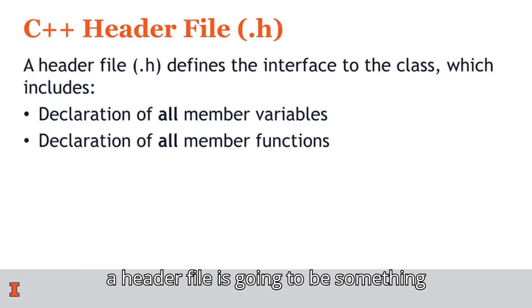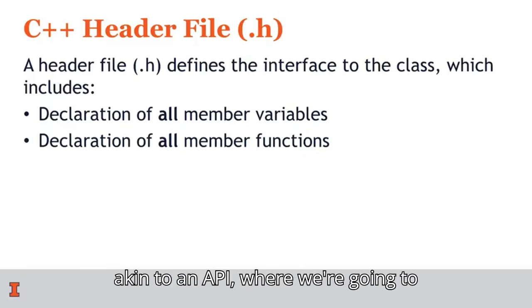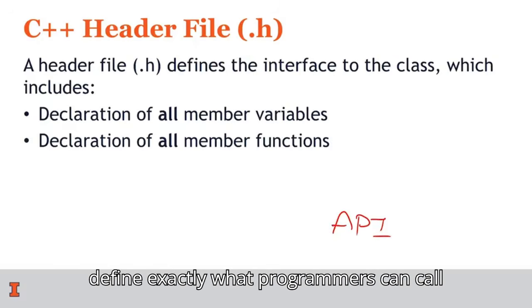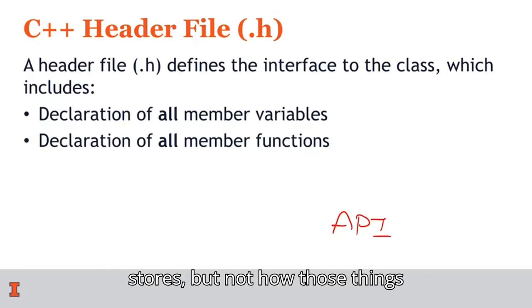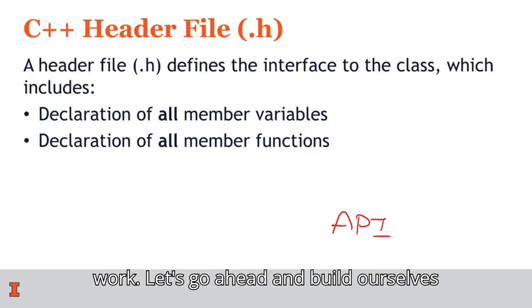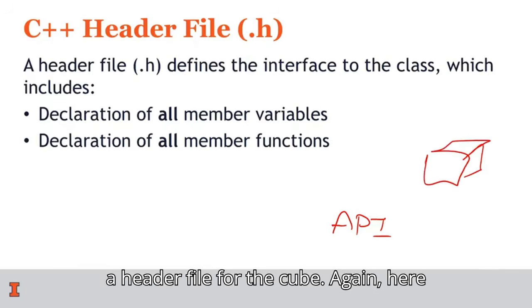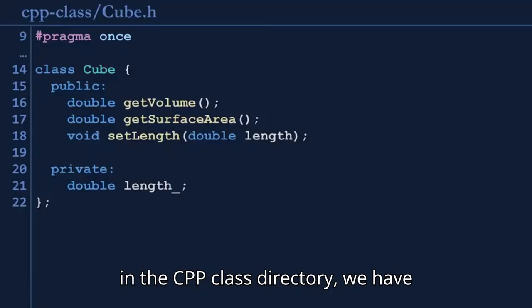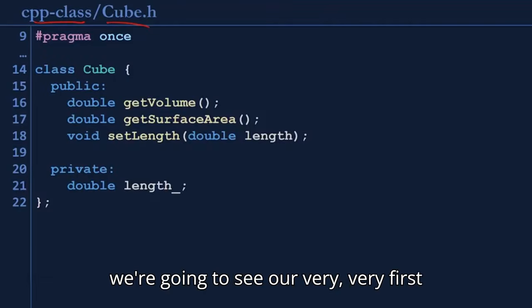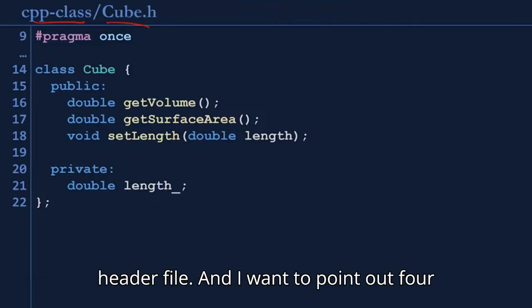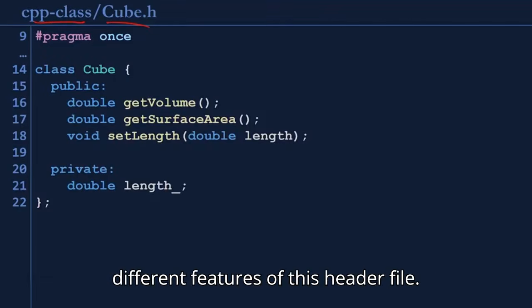So what we expect in a header file is going to be something akin to an API, where we're going to define exactly what programmers can call in our class and exactly what our class stores, but not how those things work. Let's go ahead and build ourselves a header file for the cube. Again, here in the CPP class directory, we have cube.h. And in this cube header file, we're going to see our very, very first header file. And I want to point out 4 different features of this header file.